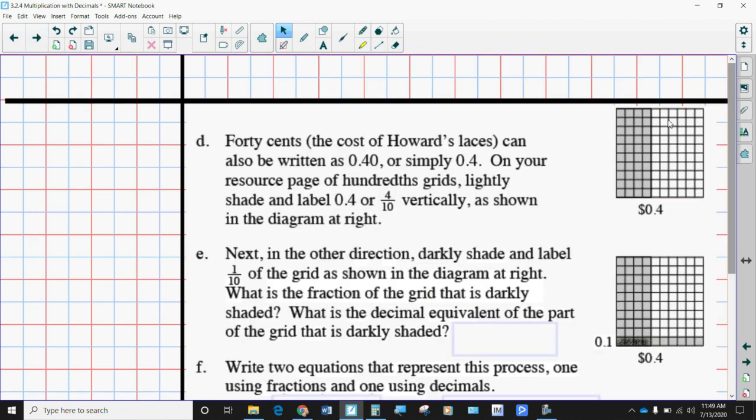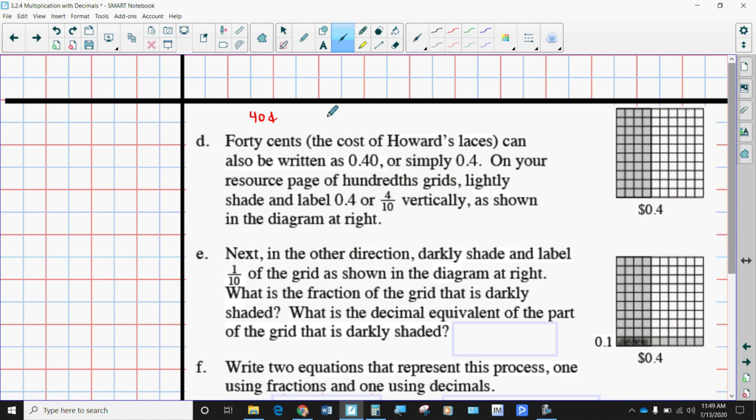Okay, so take a look at this. 40 cents, the cost of Howard's laces, can also be written as 0.40, 40 hundredths, or 0.4, right? So just for the sake of understanding how money works, 40 cents, which could be written like this. Cent, like percent, cent meaning 100, right?